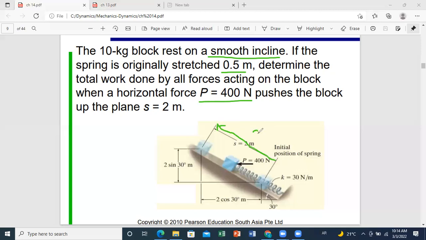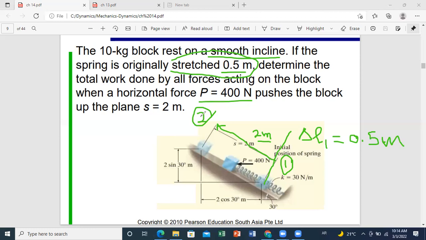So, in this problem, we know the total displacement, it's 2 meters. Now, it's very important to read the given well. It's not initially unstretched. Originally, when you started motion, you already had a stretching. So if I name this position 1 and this position 2, then the stretching of my spring at state 1 is not 0. It's given to be 0.5 meters. So what will be the final stretching at state 2 then?